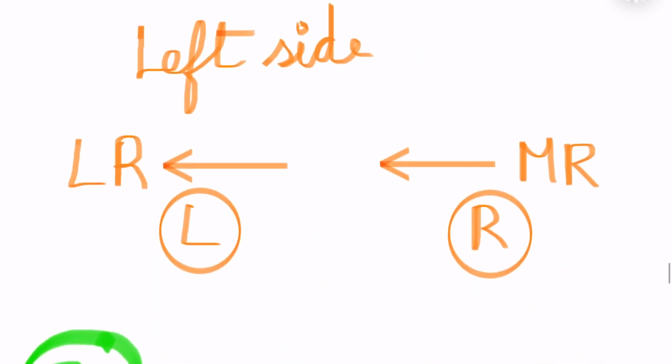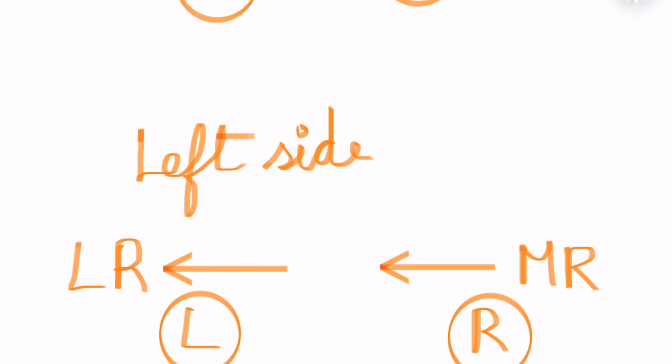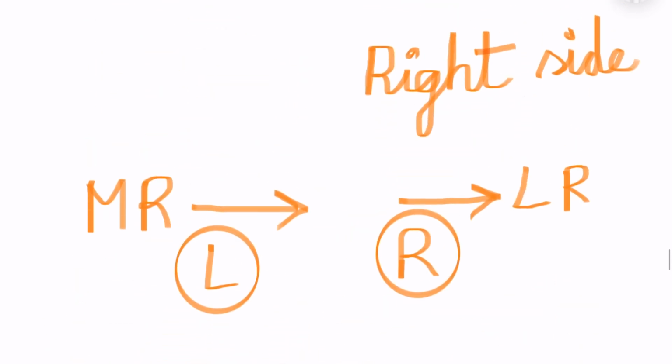Let's apply it. If we have to see on any side, the same side lateral rectus muscle is used. For example, if we want to see on the left side, the left lateral rectus is used, and on the opposite side, the medial rectus is used. Similarly, we can answer the same type of question: if we have to see on the right side, the right lateral rectus muscle is used along with the left medial rectus.